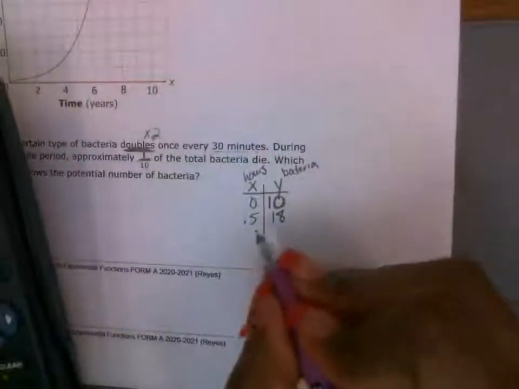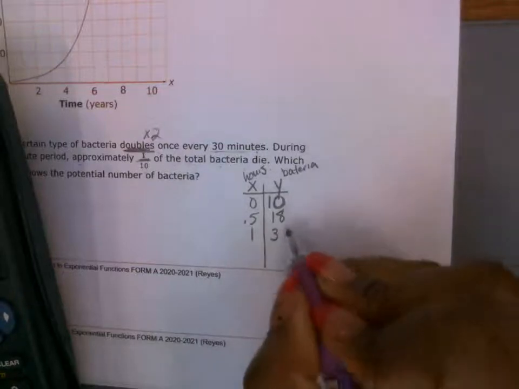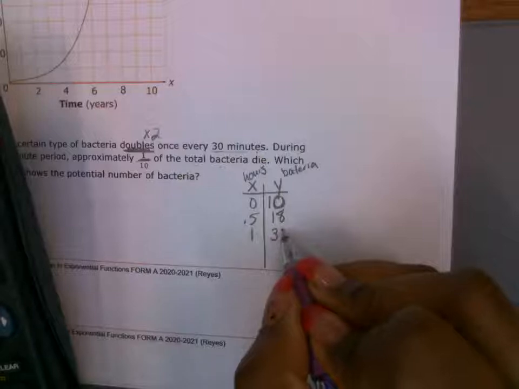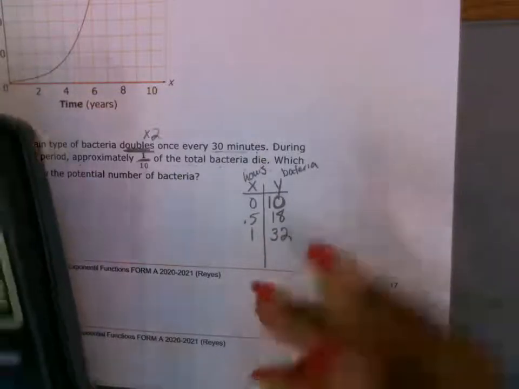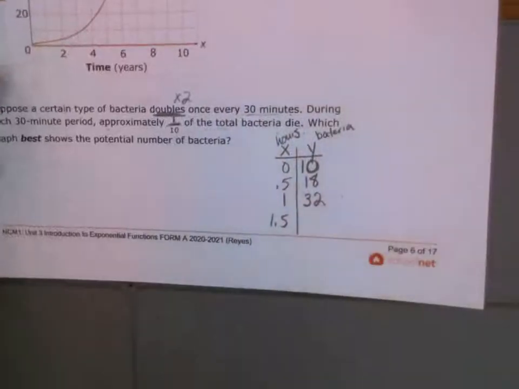Do you see that? So in an hour, it's about 32. So keep in mind that these numbers aren't exact, we're rounding. So this is about 32. Okay. And so in an hour and 30 minutes, this is 1.5. I'm going to do the same thing again.